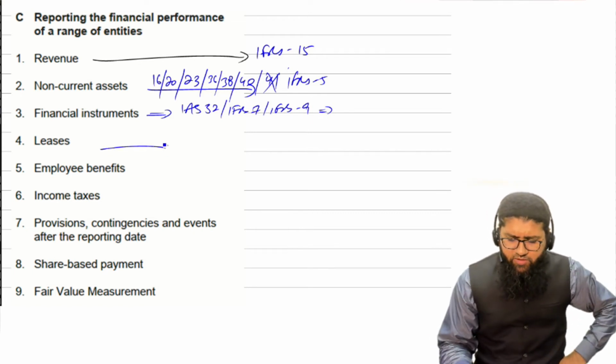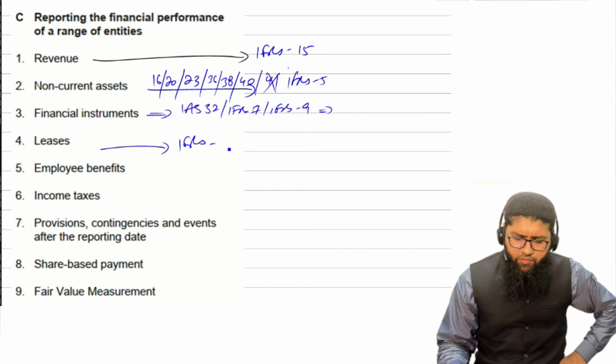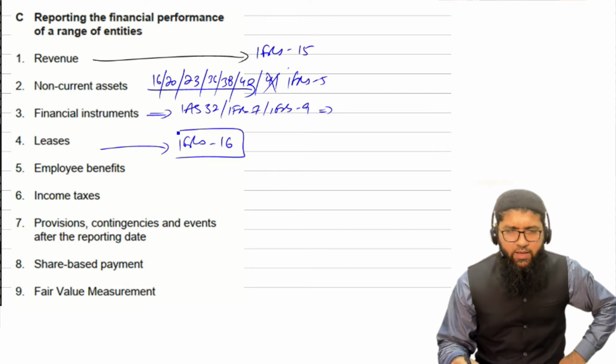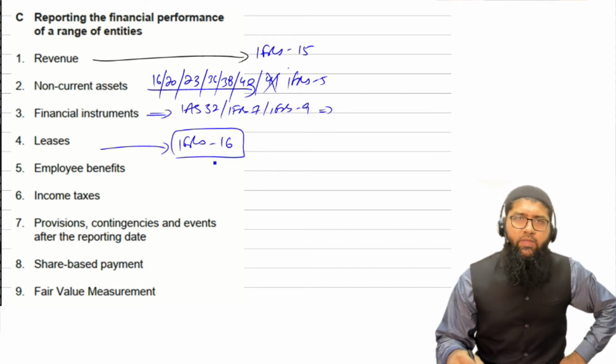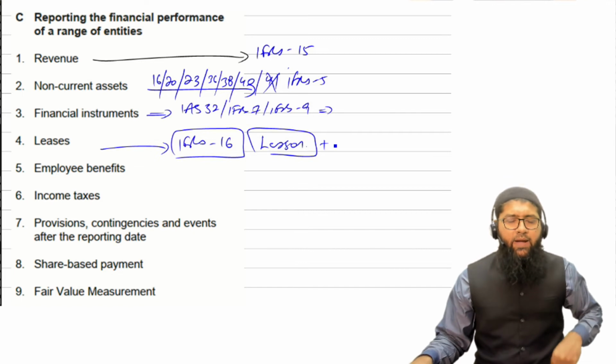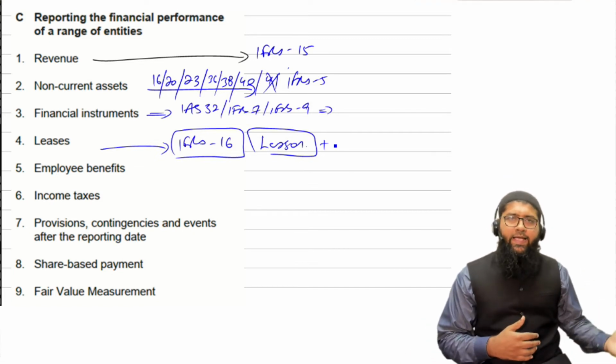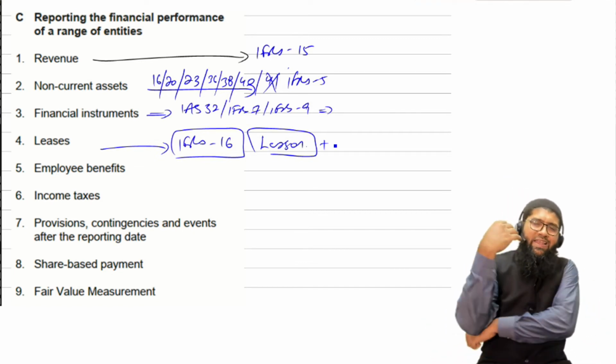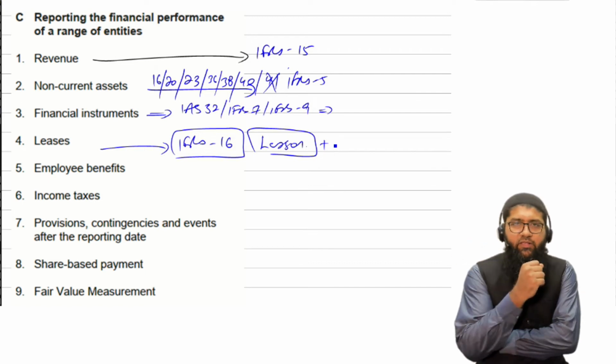Then leases, not much of a difference with respect to leases at the FR level and the SBR level, except that there is accounting for the lessor that is added at this SBR level. Otherwise, the lessee accounting is there, the sale and leaseback is there, and then there is this lessor accounting.